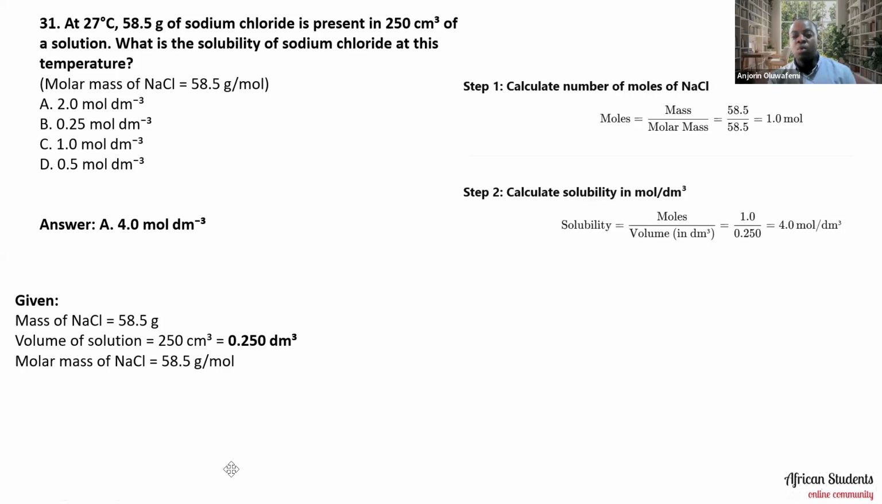So that will give us moles equals mass divided by molar mass. That's 1.0 moles. The second step is to calculate the solubility in mole per dm³. And don't forget that solubility is moles divided by the volume in dm³. We've arrived at a volume of 0.250 dm³ from our question, where we were given 250 cm³ and we converted it to dm³. So basically, solubility is 1 divided by 0.250, which equals 4.0 mole per dm³.